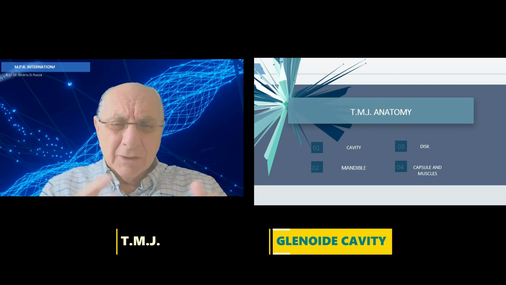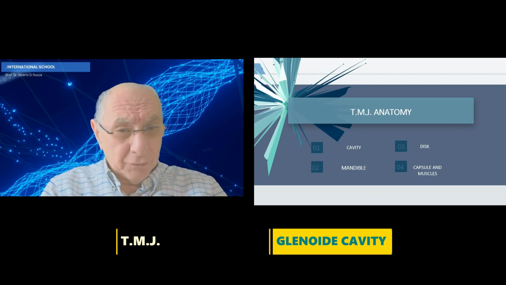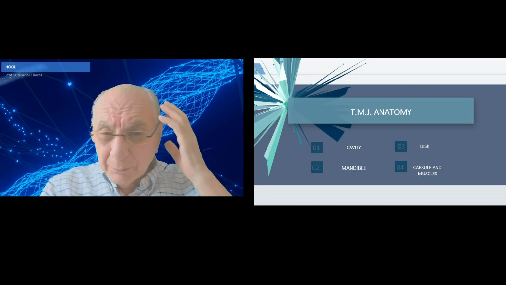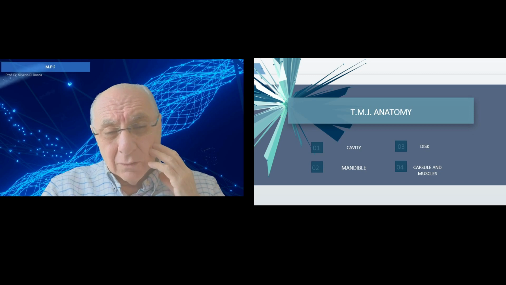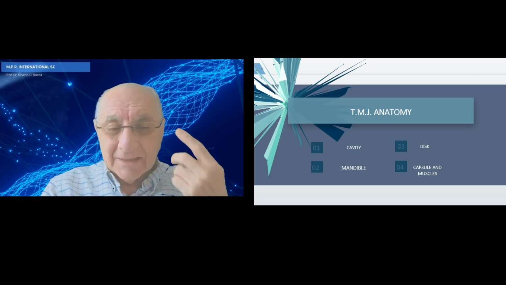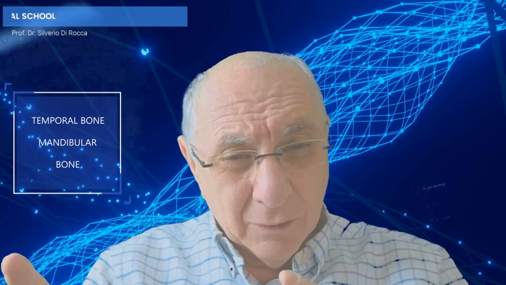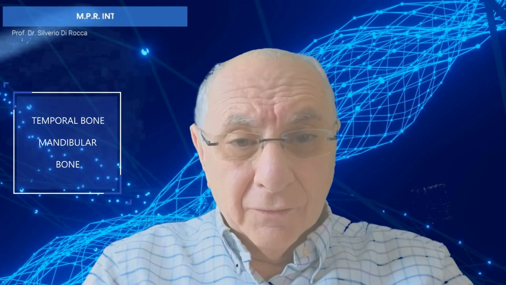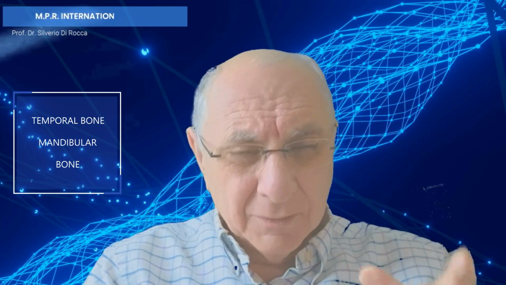This temporomandibular joint is called this because it is formed by the temporal bone and the jaw. That is why the name temporomandibular joint. The temporal is one of the bones of our cranium. You will see why we call it temporomandibular joint.